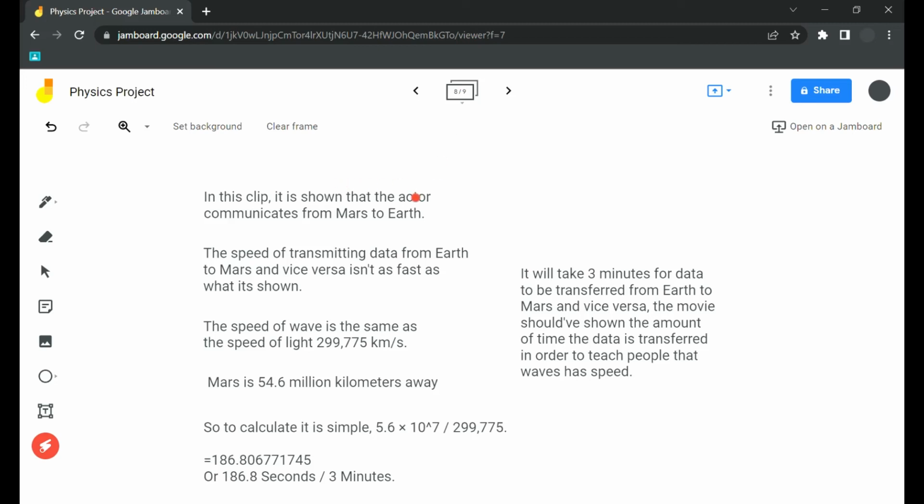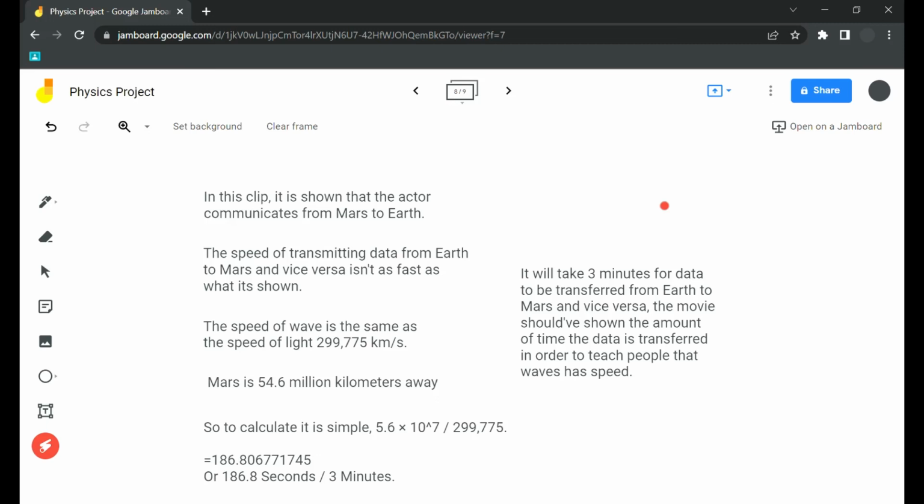In this clip, the actor communicates from Mars to Earth. The speed of transmitting data from Earth to Mars and vice versa isn't as fast as it's shown. The speed of the wave is the same as the speed of light, which is 299,775 km per second. Mars is 54.6 million kilometers away. To calculate it simply, it's 5.6 times 10 to the power of 7 divided by the speed of light, 299,775. And now we have the answer: 186.806771745, or 186.8 seconds, or you can just say about 3 minutes. It will take 3 minutes for data to be transferred from Earth to Mars and vice versa.